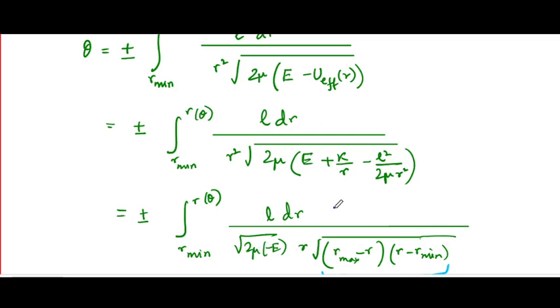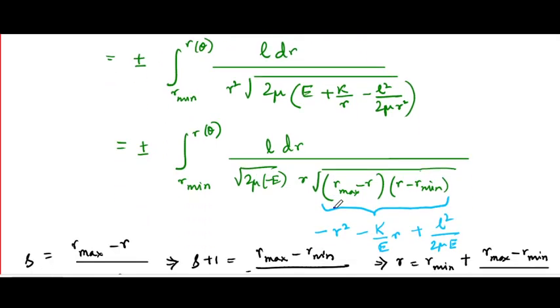And once you do that, the quadratic part which is left under the root, that is minus r squared minus k by E into r plus L squared over 2 mu E, is something we factorize into r max minus r into r minus r min. This follows simply from the fact that r max and r min, the two turning points, are exactly where E equals u effective r, that is where this factor vanishes. Once again, if you have viewed the previous lecture, this should be a pretty familiar step.